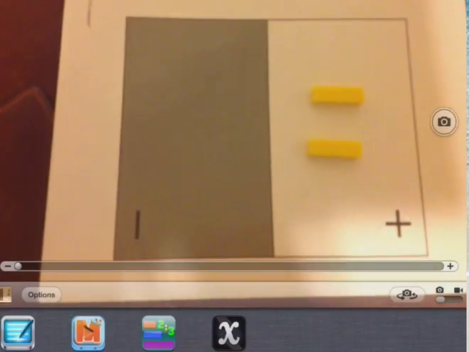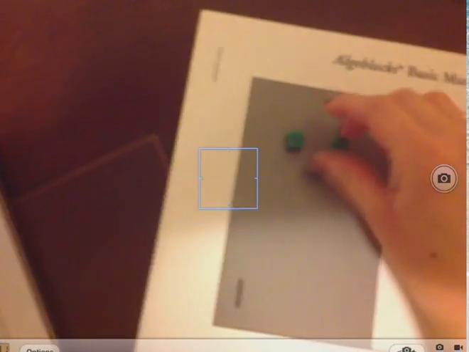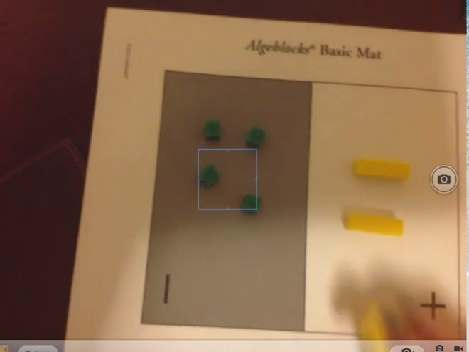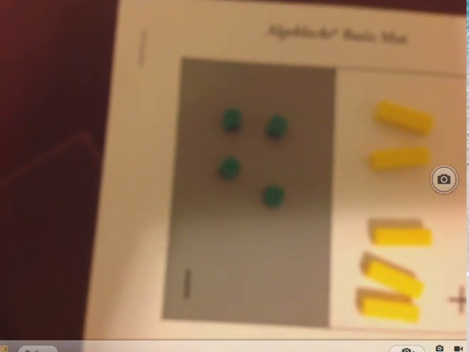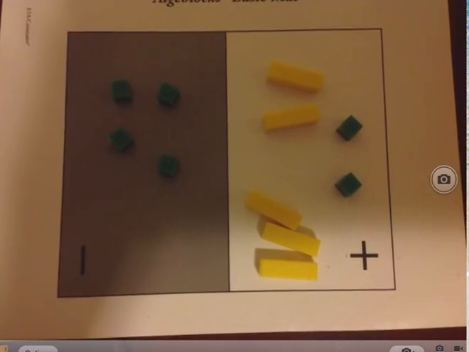So I'm going to start with positive 2x. 1, 2, positive x is on the positive side. Then I believe it was, yep, minus 4. 1, 2, 3, 4 on the negative side. Then we've got 3x plus 2. So another positive 3x. Okay, plus 2 positive. So here's our original expression. Let's go ahead and take a picture.